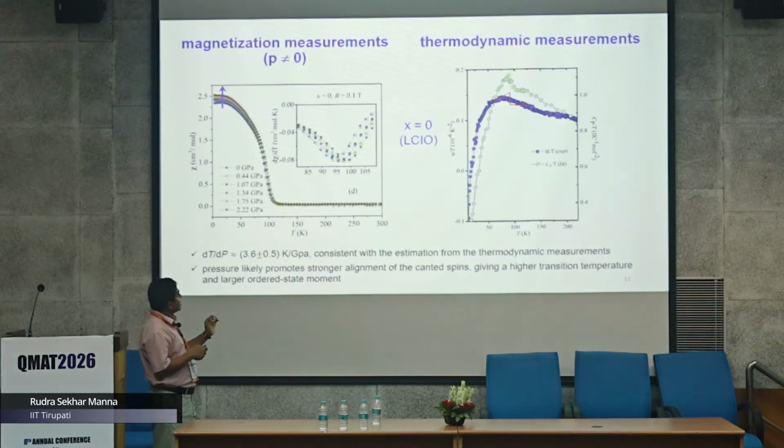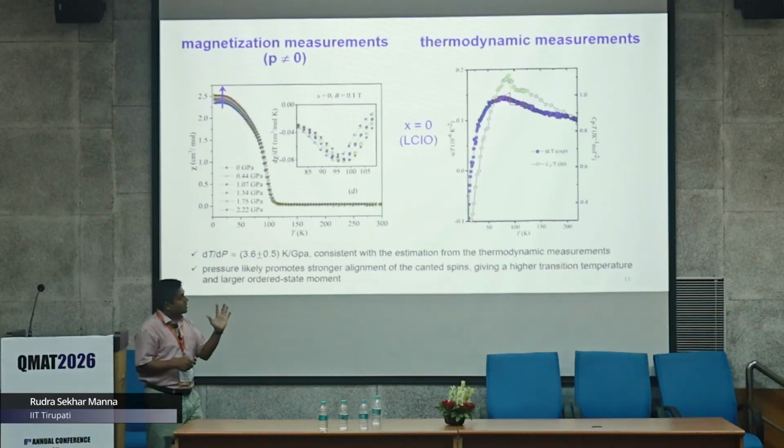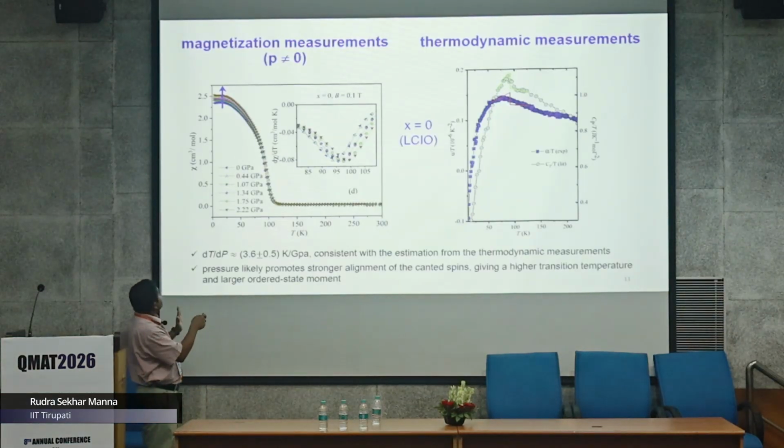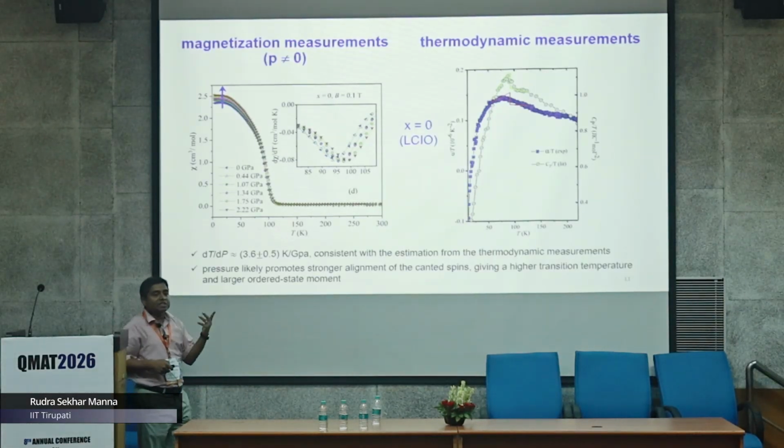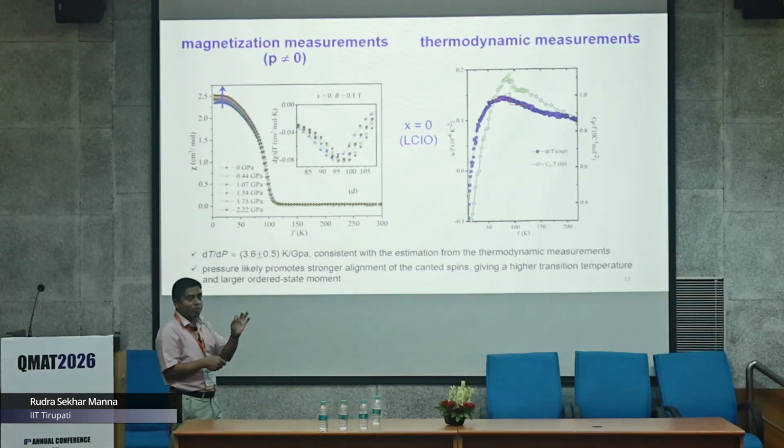So that means the chemical pressure has a significant effect on the system. Now we tried to check one of the sites, let's say x equal to 0, and give some physical pressure to the system. x equal to 0 is the LCIO, where we have the cobalt and iridium.